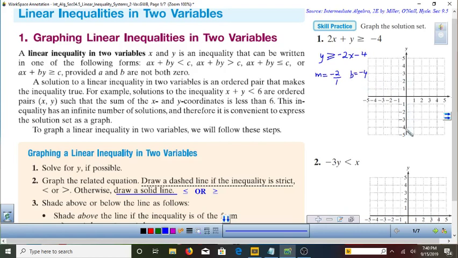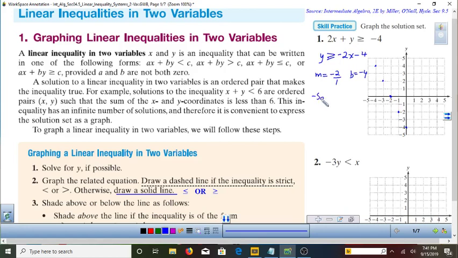So we go to negative 4 on the y-axis, and then we go down 2 over to the right one, or go up 2 over to the left one, because again it's a negative 2 over 1, or you could write it as 2 over negative 1. So the slope of this line is negative 2, and the y-intercept is negative 4.